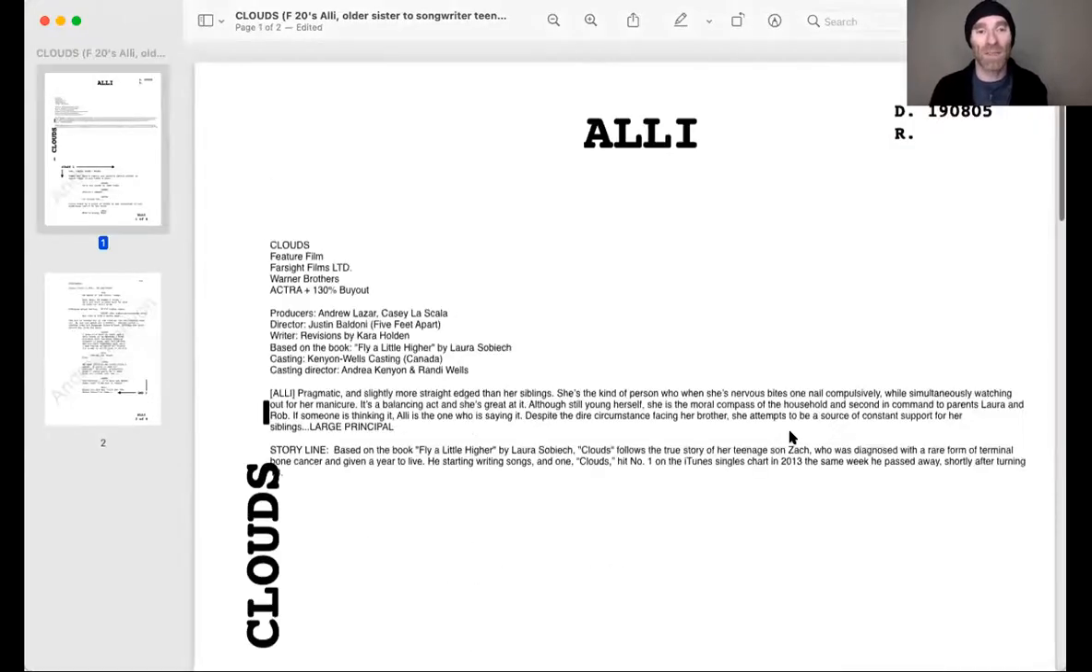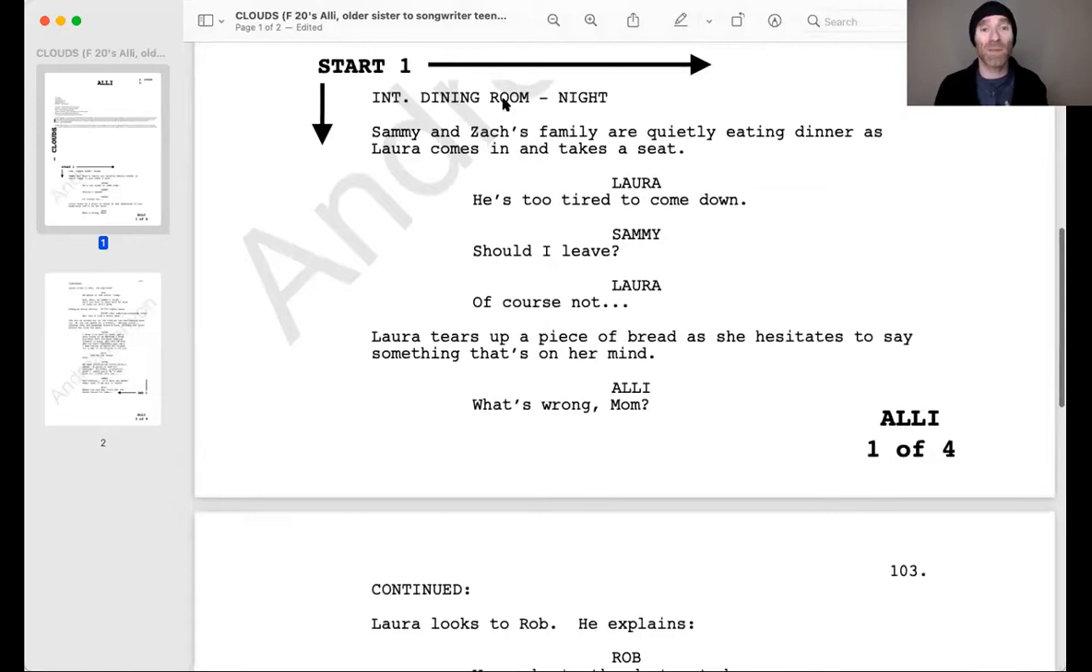Here it is, the character Alli from Clouds. So, interior, dining room, night. Sammy and Zach's family are quietly eating dinner as Laura comes in and takes a seat. Claudine, that's you. He's too tired to come down. Duke, that's you. You have to unmute yourself. Oh, I thought you were in control of that.